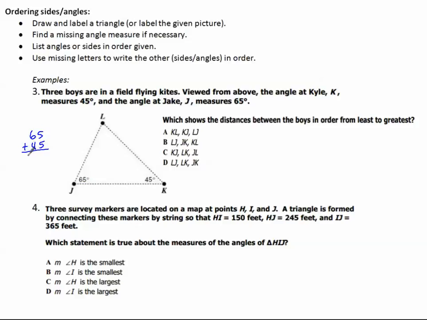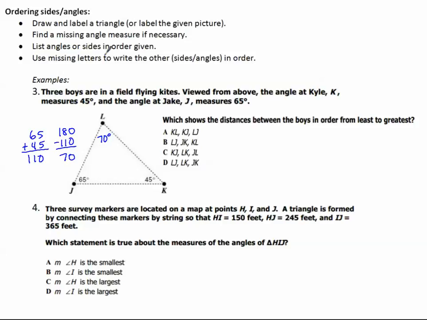65 plus 45 makes 110, and 180 minus 110 is 70. So the one that I'm missing, right up here, 70 degrees. I drew and labeled the triangle, but it was already there, so I didn't have to. I found the missing angle measure. There it is. It was necessary.